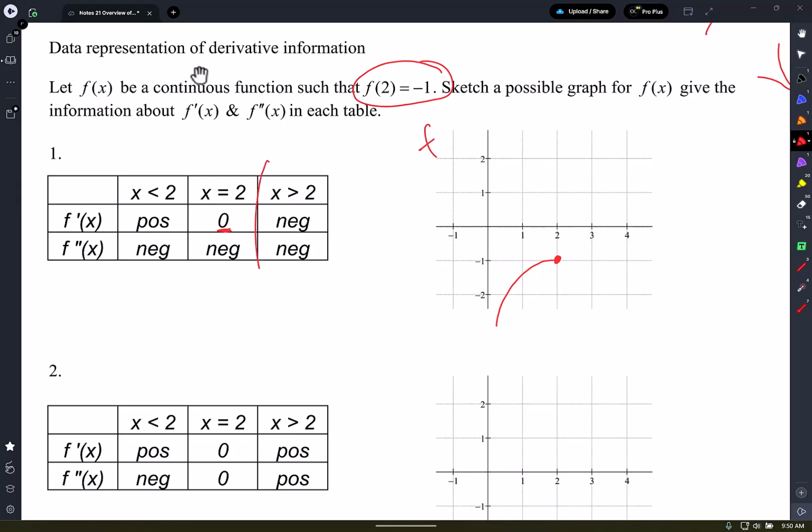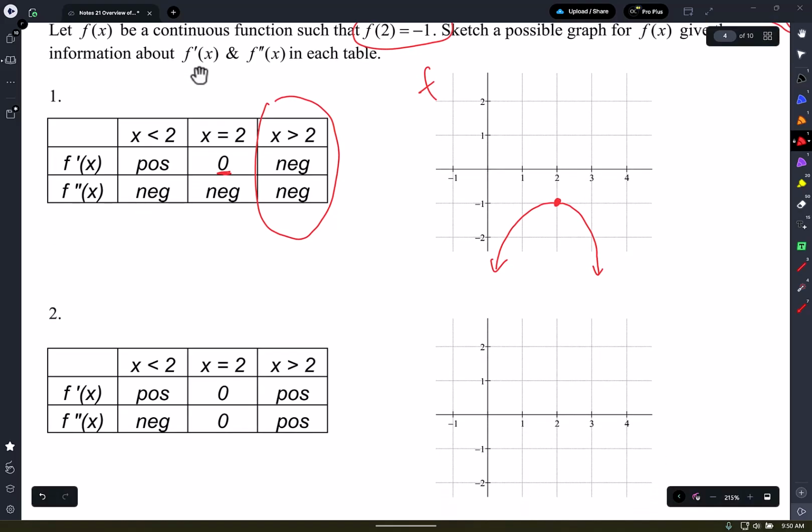Immediately greater than 2, it says f prime is negative and f double prime is negative. So if f prime is negative, what's happening to f? Decreasing, and concave down because of the second derivative. Perfect. So I have a parabola opening downwards, and there it is. Does that make sense? Okay.